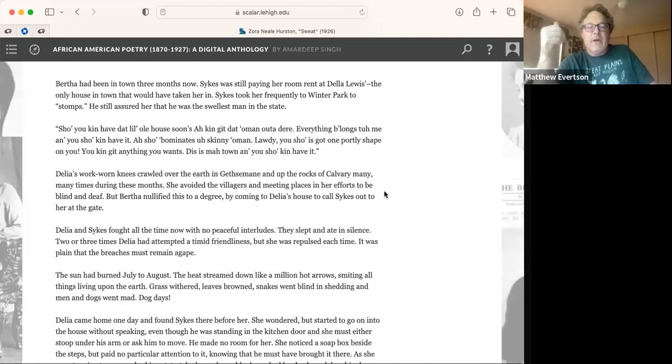He still assured her that he was the swellest man in the state. Sure, you can have that little old house soon as I can get that woman out there. Everything belongs to me as sure can have it. I sure abominates a skinny woman. Lordy, you sure is one to have a portly shape on you.